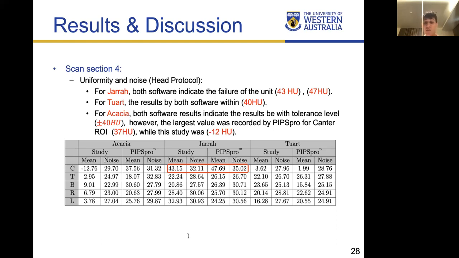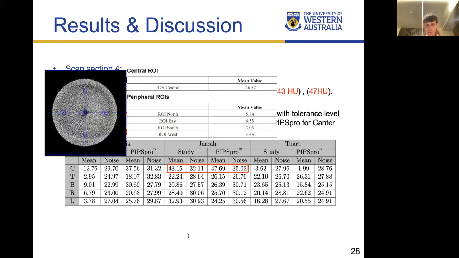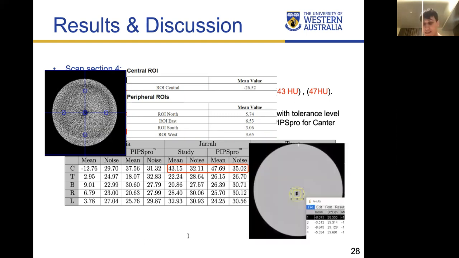However, the largest value was recorded by PIPS-Pro for center, 37 Hounsfield units, while for this study, minus 12 Hounsfield units. We did further investigation by IQ work. It's still a larger deviation than this study and PIPS-Pro, minus 26. We did it in ImageJ, with different sizes and different shapes of the ROIs, but none of the values indicate any close value to what was measured by PIPS-Pro.